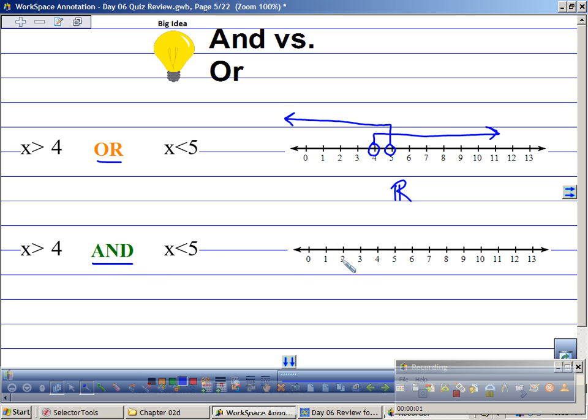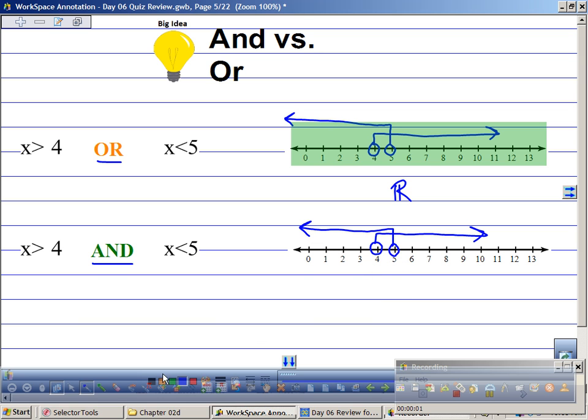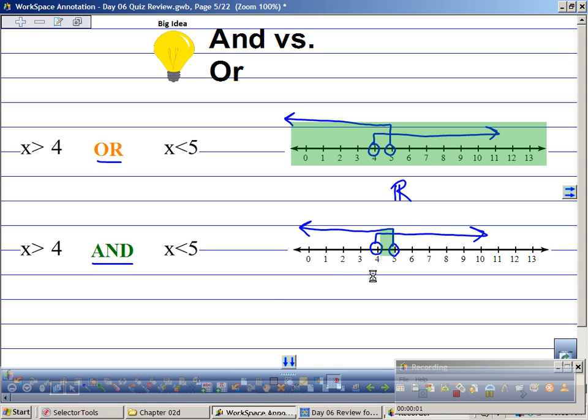Let's look at "and." Greater than 4. So this would be, I forgot to highlight this one. This is everybody, all real numbers. Okay, so greater than 4, less than 5. Who did both? Between 4 and 5. These are the only ones that did their homework and cleaned their room. Right? See that? That's the only spot where it's overlapping.